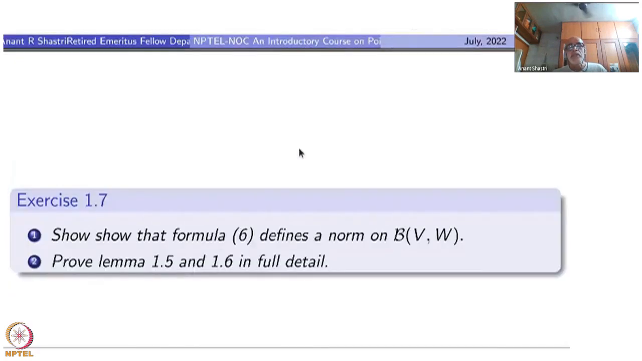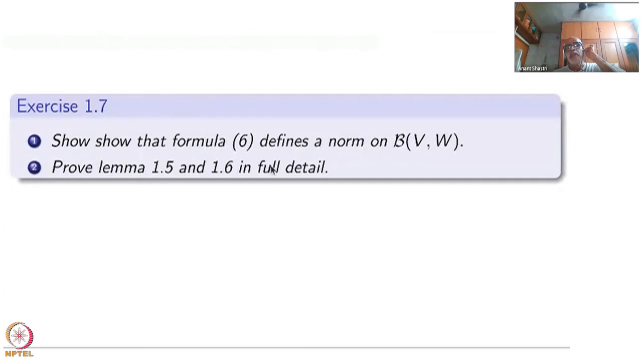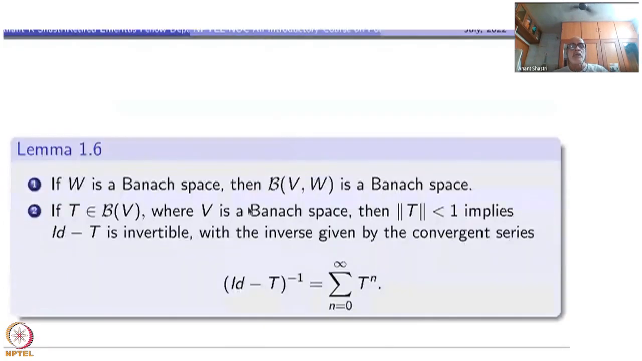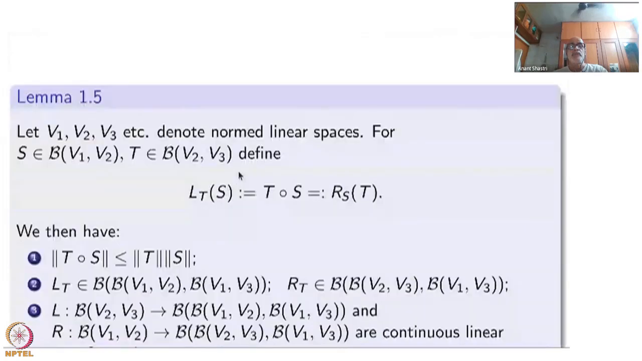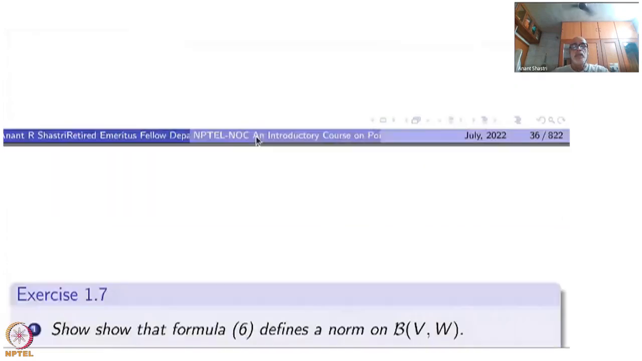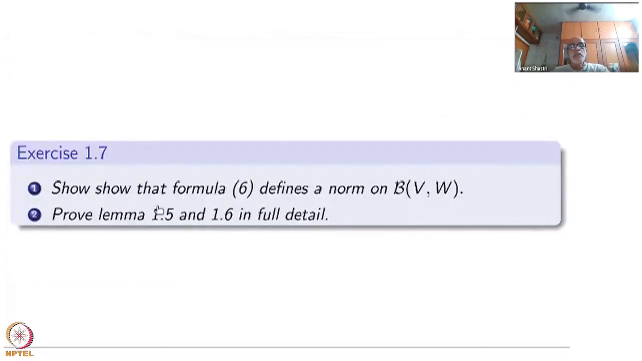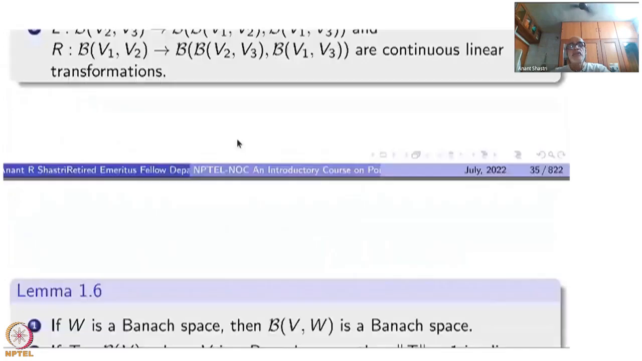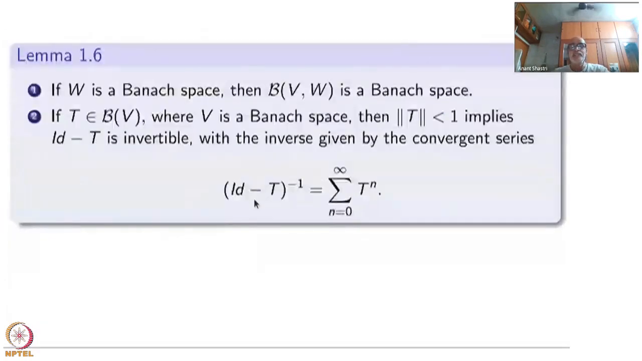All right. So here are some elementary exercises. Other than working out whatever I told you, some of this without proof and so on, that is the first lesson you have to do. Okay, so let me just read these out. Show that formula 6 defines a norm on B(V, W). I have just given the norm, you have to verify those three conditions. Prove lemmas 1.5 and 1.6. This is what you have to do. So that is the exercise for you.